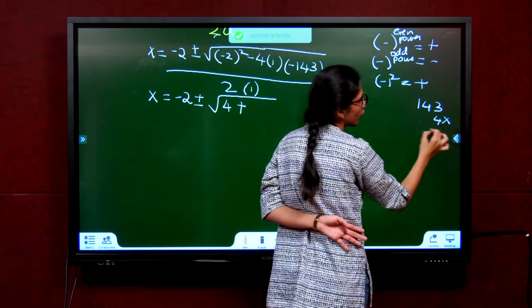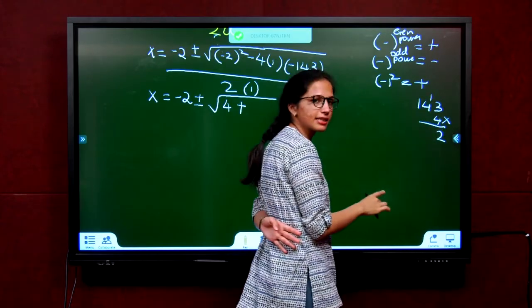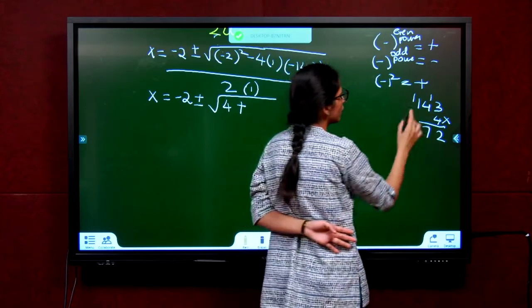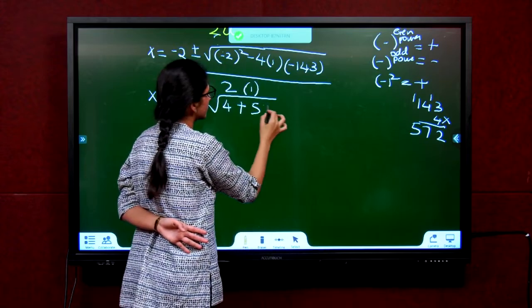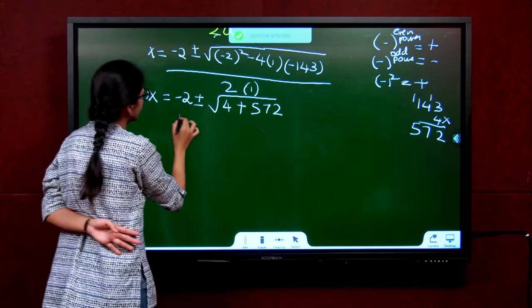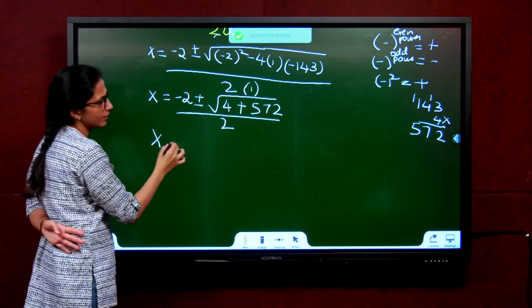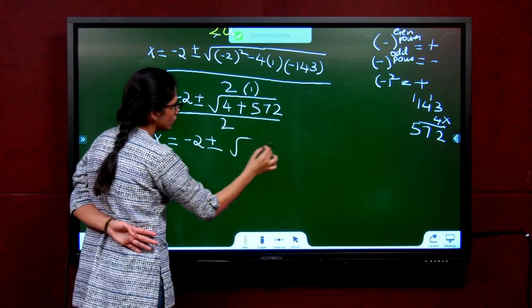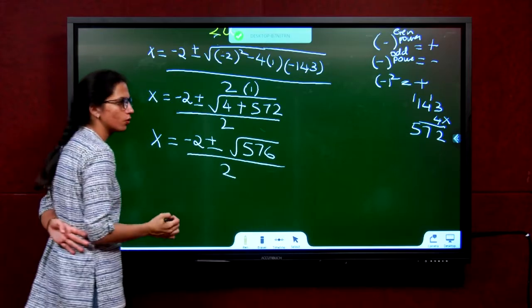143 into 4. 4 3s are 12. 4 4s are 16. 16 plus 1, 17. 4 1s are 4. 4 plus 1, 5. So that becomes 572 divided by 2. X is equal to minus 2 plus or minus root of 576 divided by 2.